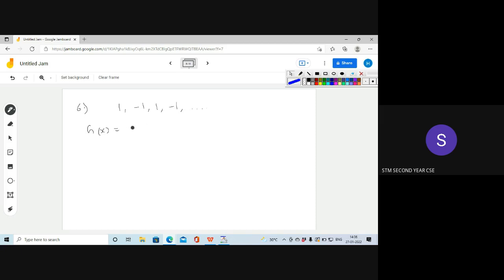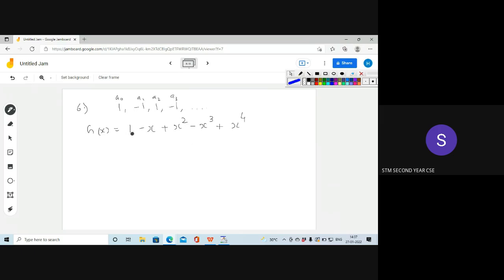G of x is equal to a0 plus a1x plus a2x square and so on. Here a0 is 1, and a1 is minus 1, so you get minus x. Then the next term is plus x square. Then again minus, so you get minus x cube, plus x raised to 4. It goes on like this.